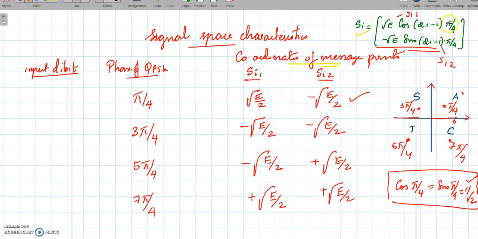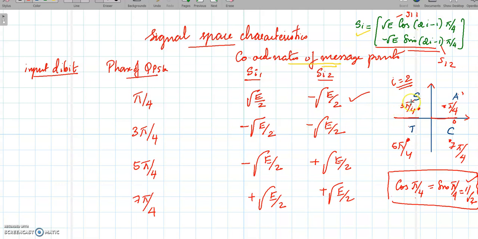So when you substitute i equal to 2, you will get 3π/4. So for 3π/4, you will be getting cos 3π/4 and sin 3π/4. You know this is the second quadrant. You know the 'All Silver Tea Cups' rule. In the second quadrant, sine is the only positive one. So sine is positive, and you will be having √E into 1 by √2, so here you will be having √E by 2.